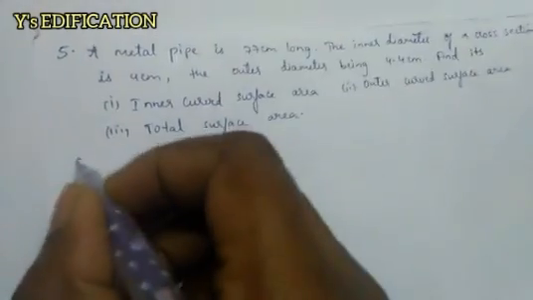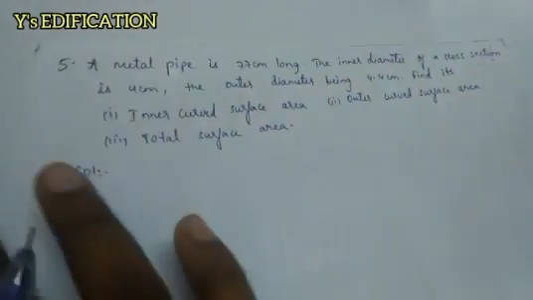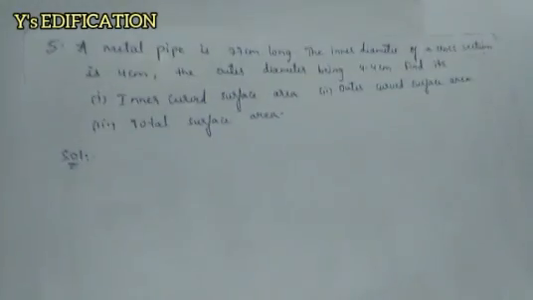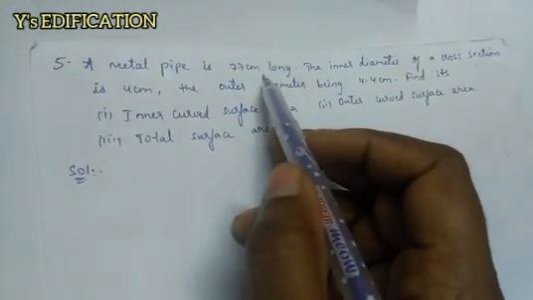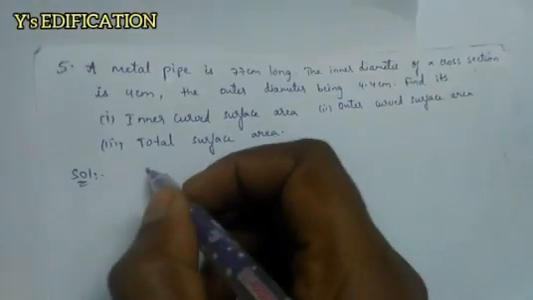Okay. So first we will write the given data. Okay. So what is the given data? Metal pipe is 77 centimeters long. That means height.